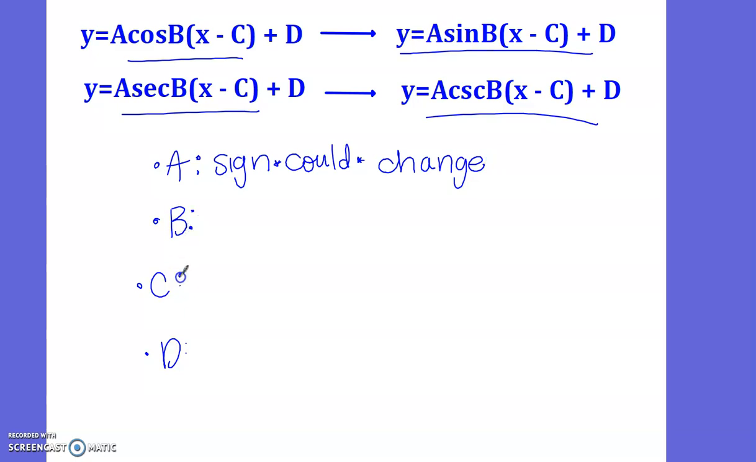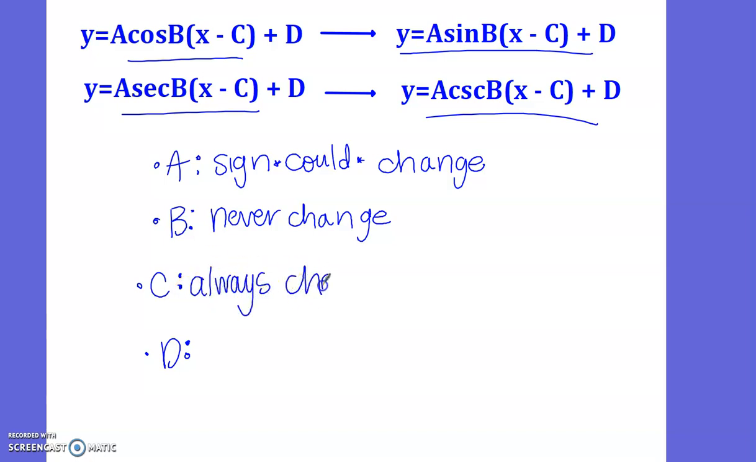B, that's all about the period of the graph. I just said that. Sine versus cosine have the same period, so this will never change. C is the starting point. That always changes because cosine starts at the top or bottom and sine starts at the middle, and the same is true for secant and cosecant. The vertical shift never changes.